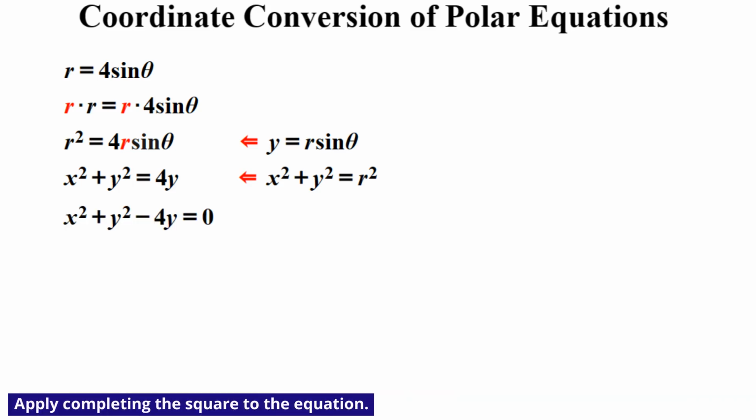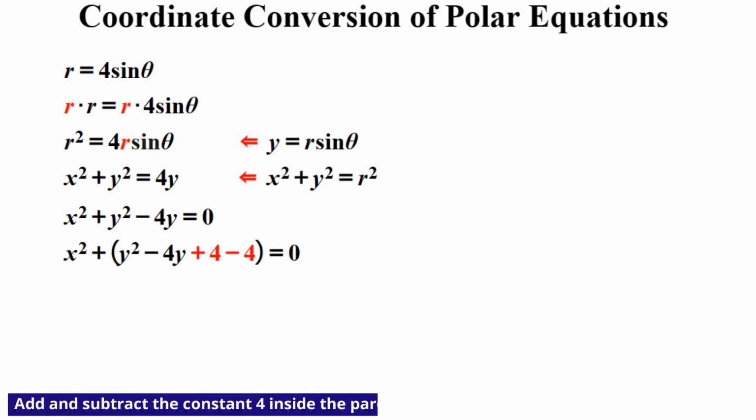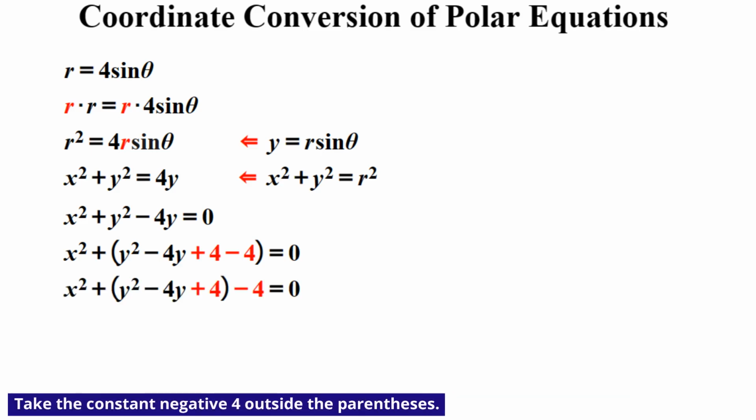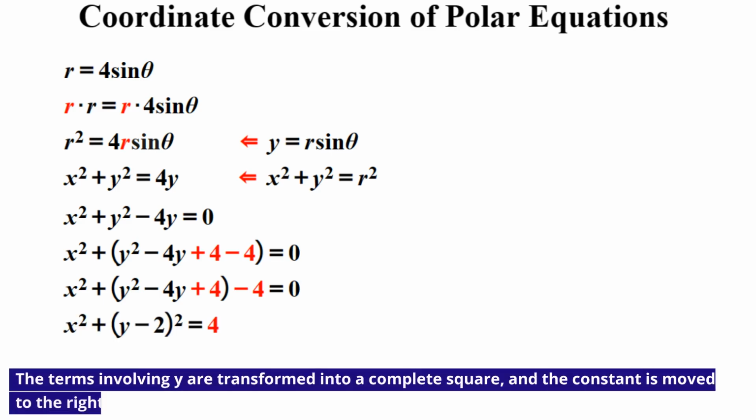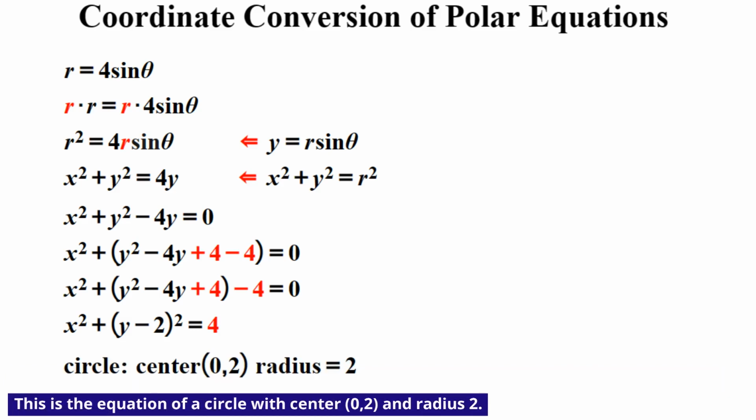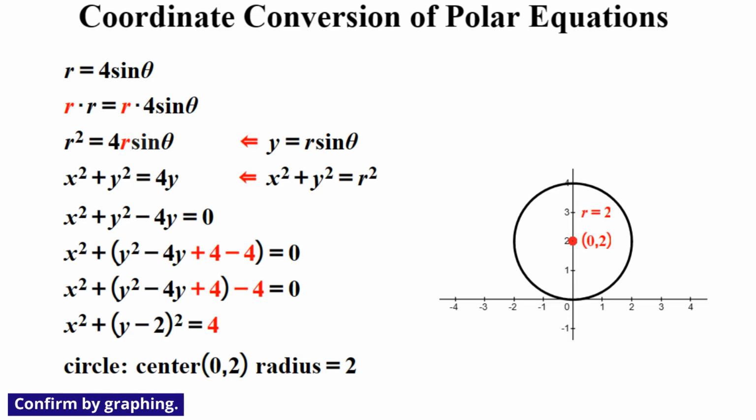Apply completing the square to the equation. Add and subtract the constant 4 inside the parentheses. Take the constant -4 outside the parentheses. The terms involving y are transformed into a complete square, and the constant is moved to the right side. This is the equation of a circle with center 0, 2, and radius 2. Confirm by graphing.